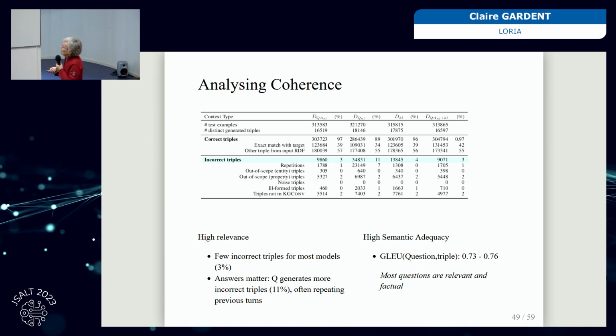So, to summarize, we have high relevance. Most of the triples that are predicted are relevant and correct. Then we compare the generated question with the triple using BLEU, so basically the overlap in terms of n-grams between the question and the triple, and we see it's very high. So this gives us an indication that the question that is generated is actually verbalizing the content, verbalizing the triple, the facts that have been predicted.